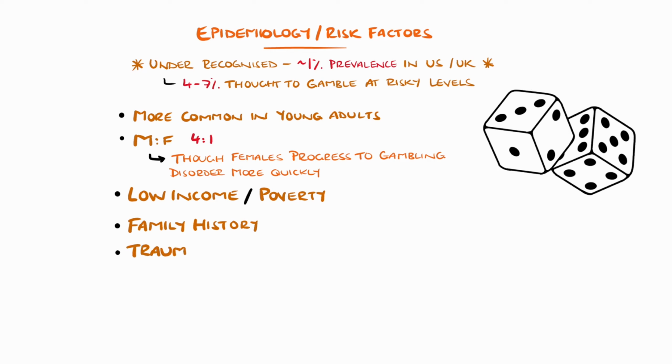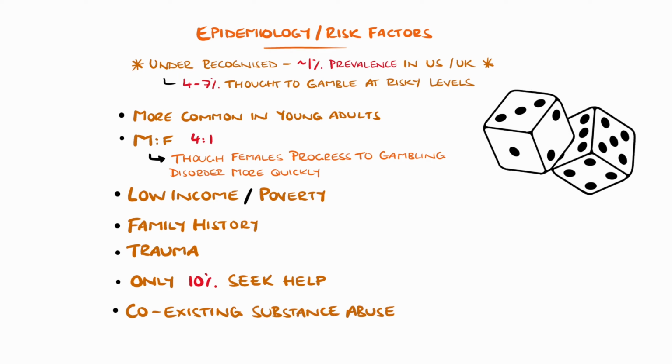It's estimated that only 10% of those with the disorder will seek help, and often there is a coexisting substance misuse disorder, anxiety, or depression, and that up to 1 in 3 have thoughts of or have previously attempted to take their own lives. Management is focused on retraining the brain pathways involved in reward and excitement.